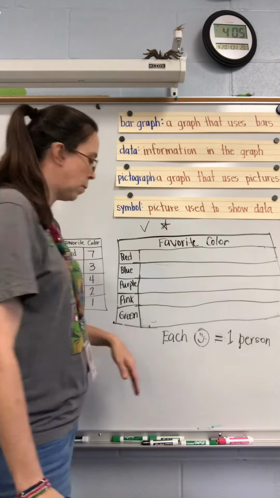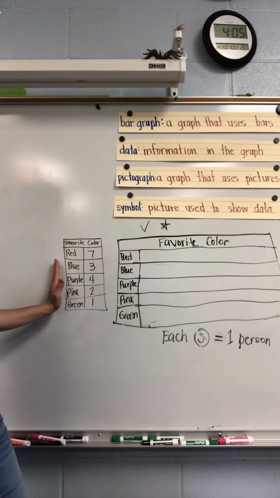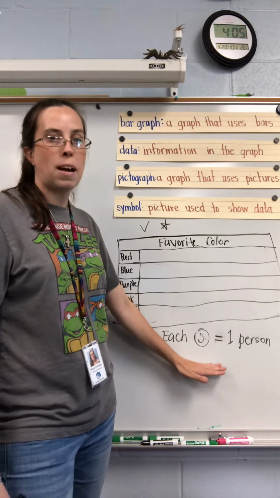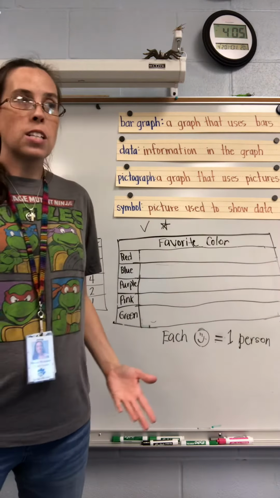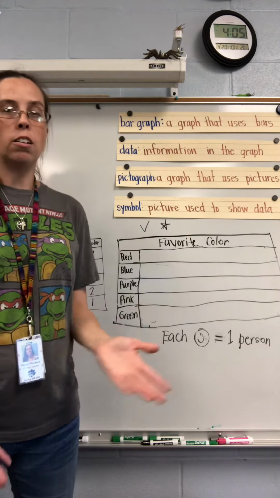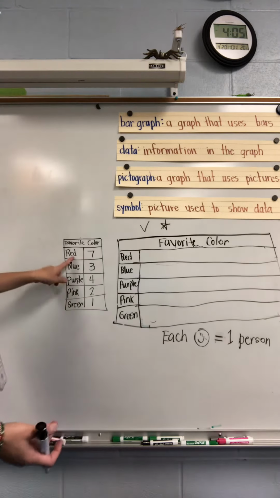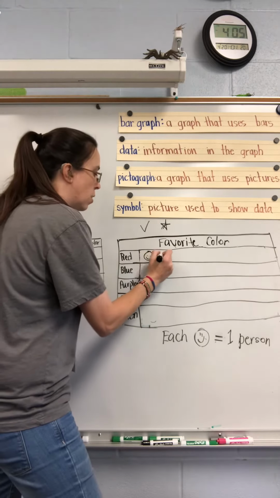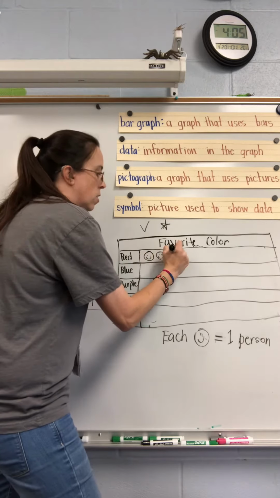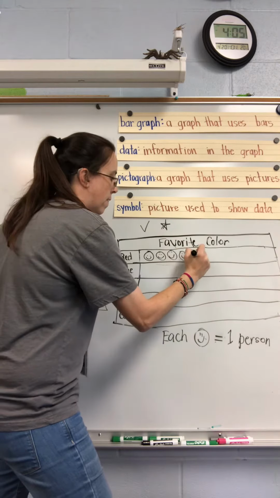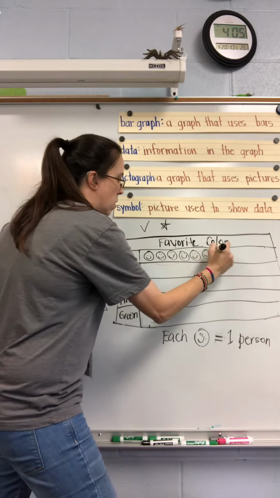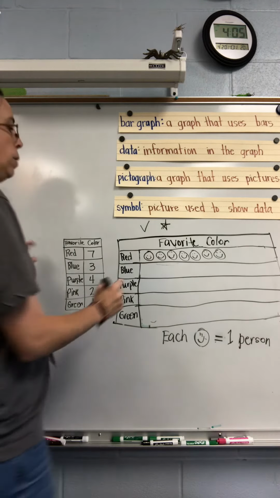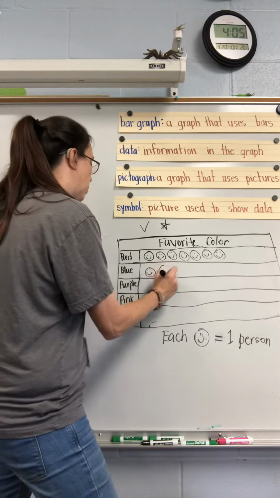So in this one, we're going to use the same information as we did yesterday, but we're going to represent each person with a smiley face. So for each person that voted that was their favorite color, we're going to use a smiley face. So red had 7 people, so we're going to put 7 smiley faces, 1 for each person. Okay, all right, blue had 3 people, so we're going to do 3 on that one.